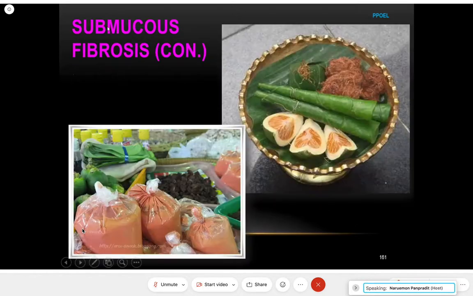Betel nut. This is an example, since the new generation maybe doesn't know about this. This is the areca nut, wrapped in betel leaf. In the betel leaf they put limestone, the red lime, add in tobacco, and a fermenting agent, and then chew. These are carcinogens, and chewing causes submucous fibrosis. Nowadays the most patients are found in places like Myanmar, because Myanmar people love the betel nut chewing habit.